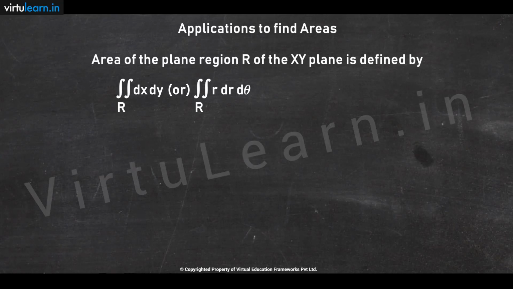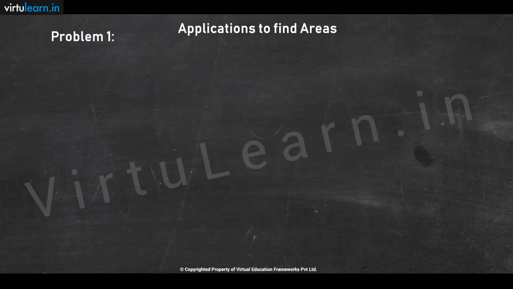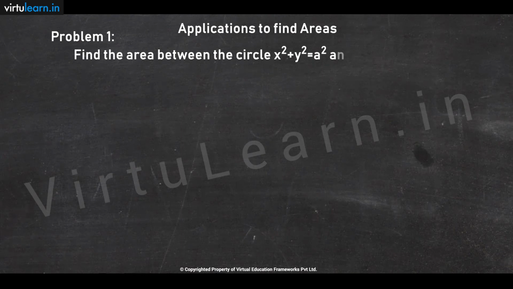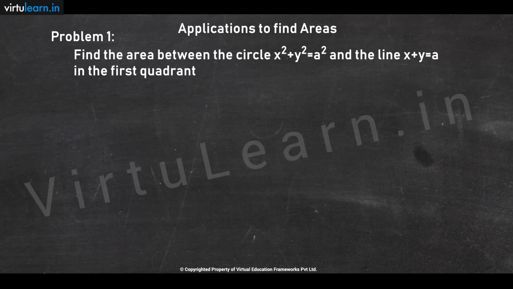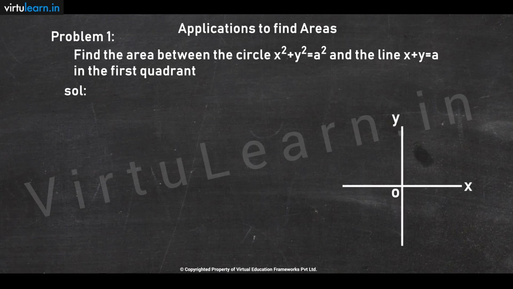Initially, let's discuss the problem. Find the area between the circle x squared plus y squared is equal to a squared and the line x plus y is equal to a in the first quadrant. Here, a is used to denote the radius of the circle, so it will be a positive quantity.